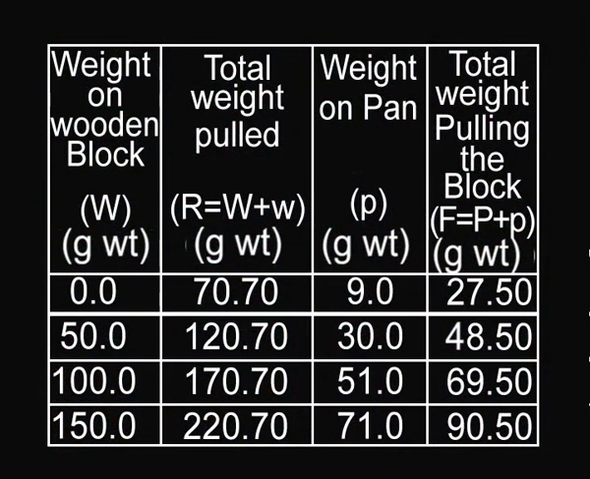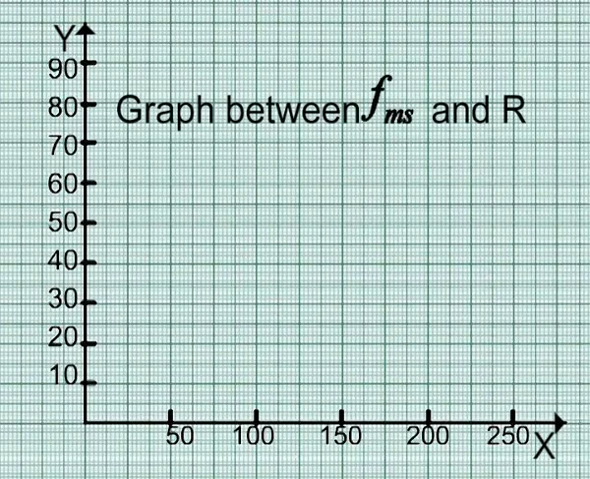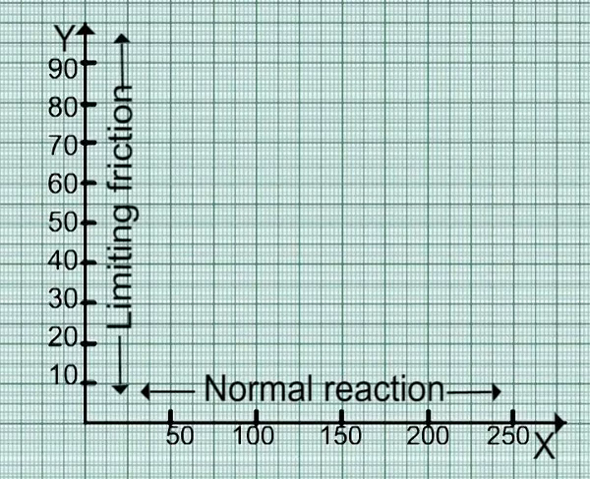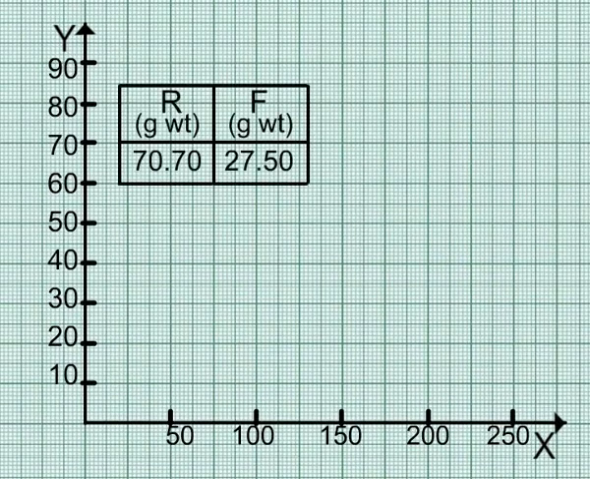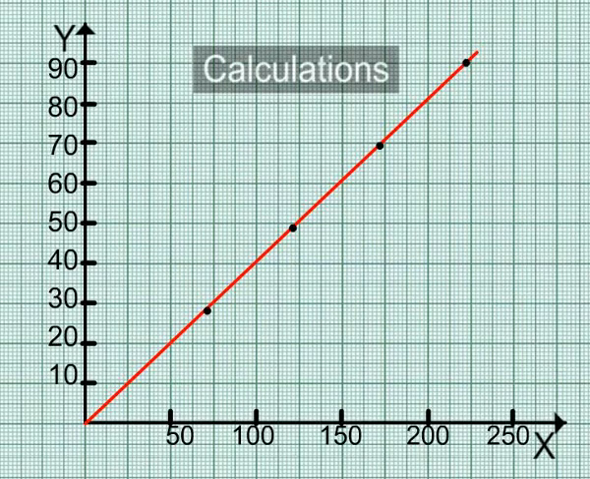Make an observation table like this and thereafter plot a graph between F_max and the normal reaction R. Consider the normal reaction along x-axis and the limiting friction along y-axis. Choose an appropriate scale to do that. After you join all the corresponding points plotted, the graph must appear as a straight line. And then is the turn for making the calculations.